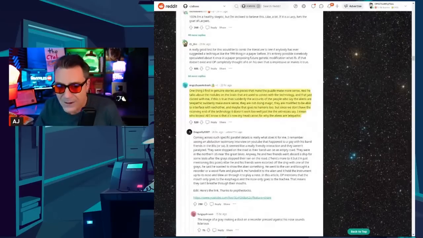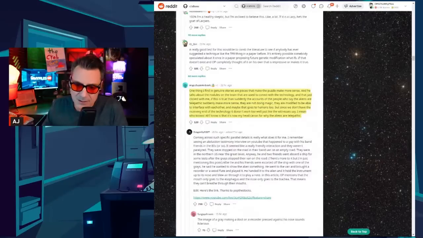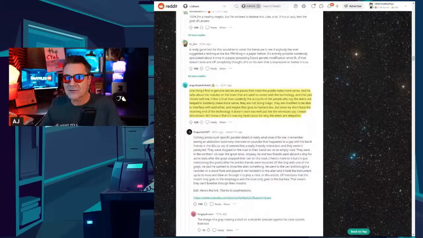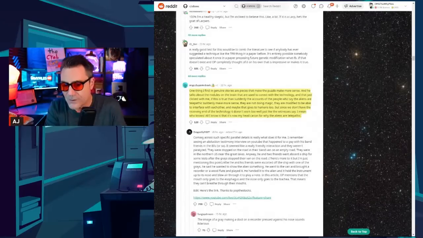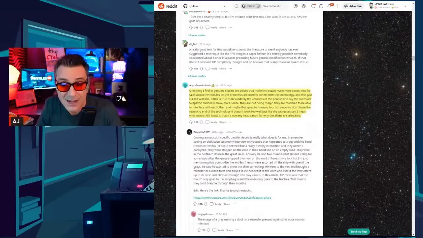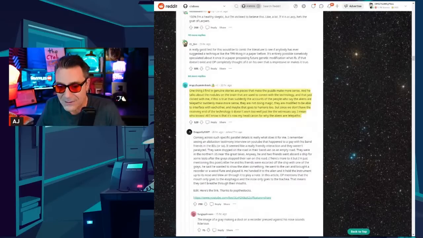This poster says, one thing I find in genuine stories are pieces that make the puzzle make more sense. And he talks about the nodules on the brain that are used to connect with the technology, and that just clicked with me. If this is true, then suddenly the accounts of the people who say the aliens are telepathic make more sense. They're not doing magic. They're modified to be able to interface with each other, and maybe that goes to humans too. But since we don't have the receiving end of the technology, it doesn't work too well, just like the witnesses say. I mean, who knows? All I know is that it's now in my head canon for why the aliens are telepathic.